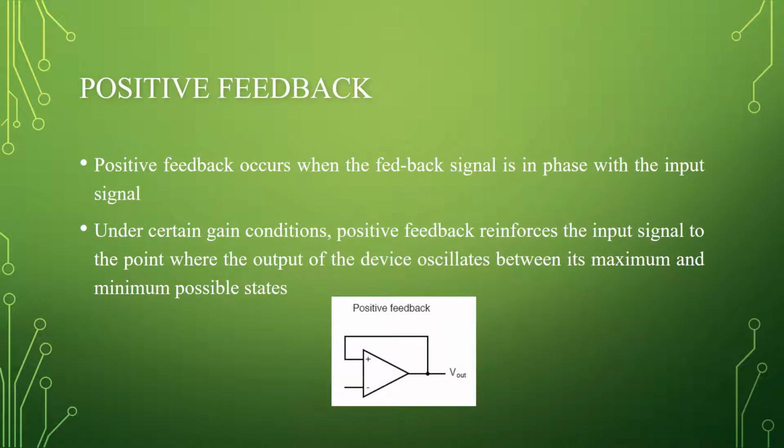Positive feedback. Positive feedback occurs when the feedback signal is in phase with the input signal, which means that the input signal and feedback signal are in the same direction. Under certain gain conditions, positive feedback reinforces the input signal to the point where the output of the device oscillates between its maximum and minimum possible states. In the diagram, the output voltage is connected to the positive terminal, the non-inverting terminal, so that when the output signal increases, the input will also increase.